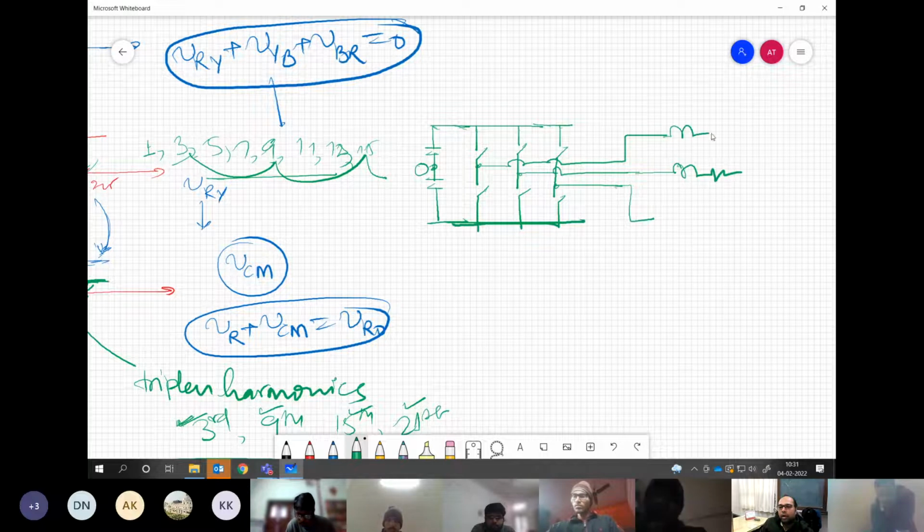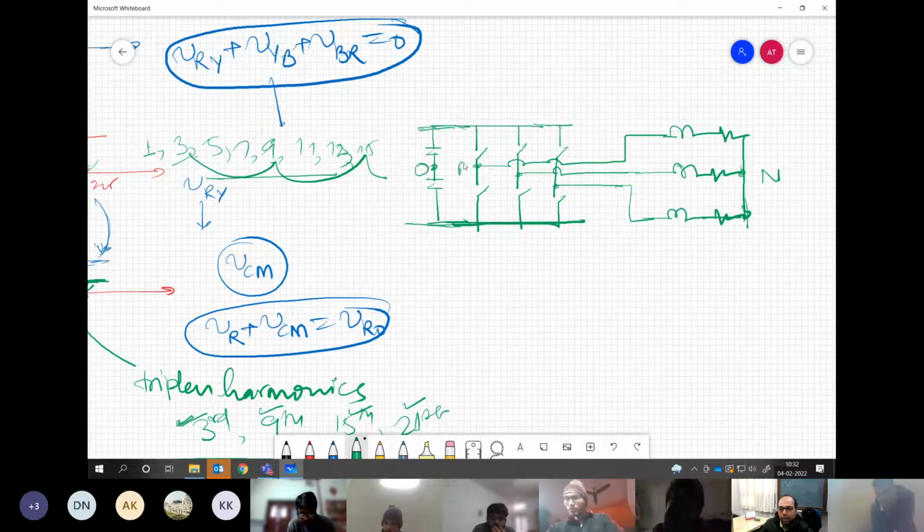Say this is the RL load that you have, for simplicity, a balanced three-phase RL load. The neutral point of this is generally not connected to the midpoint of the DC bus. Otherwise, we will have a path for some other unnecessary currents. Unless it is very much needed, it should not be connected.